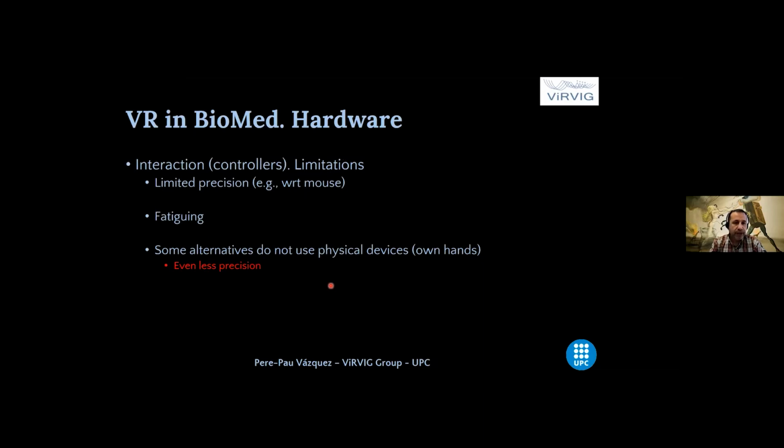In order to interact, as I was saying before, ideally we should be able to interact as freely as possible. In general, this is kind of complicated. So some controllers have been created. And one of the bad things of these controllers is that they have less precision, for example, than using a mouse. They are also fatiguing because you have to move your hands in the air. And although there are some alternatives that do not use these physical devices and you can move your own hands, you have problems of precision, self-occlusion, and so on.